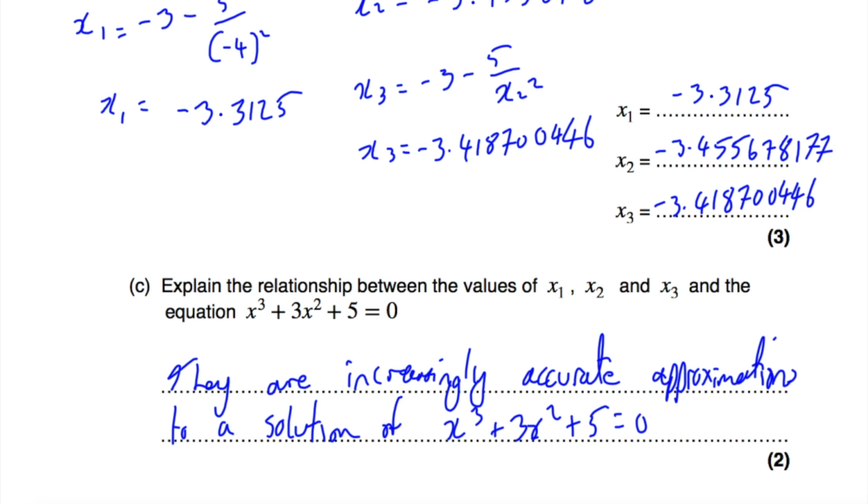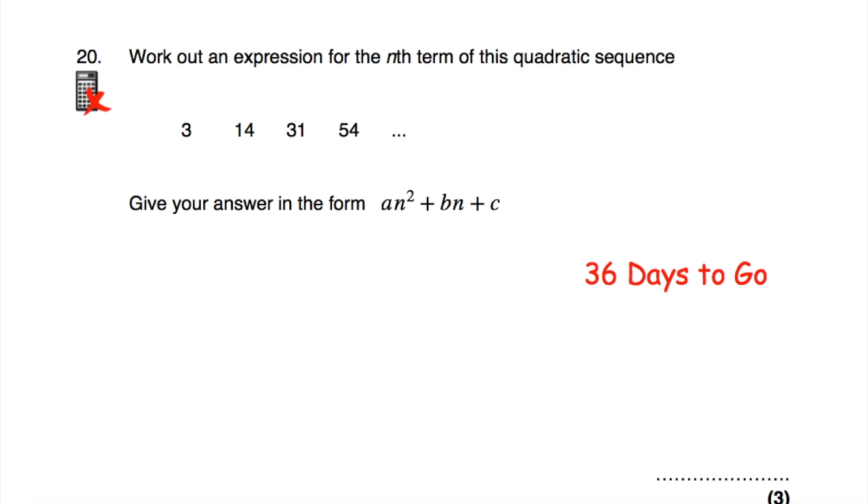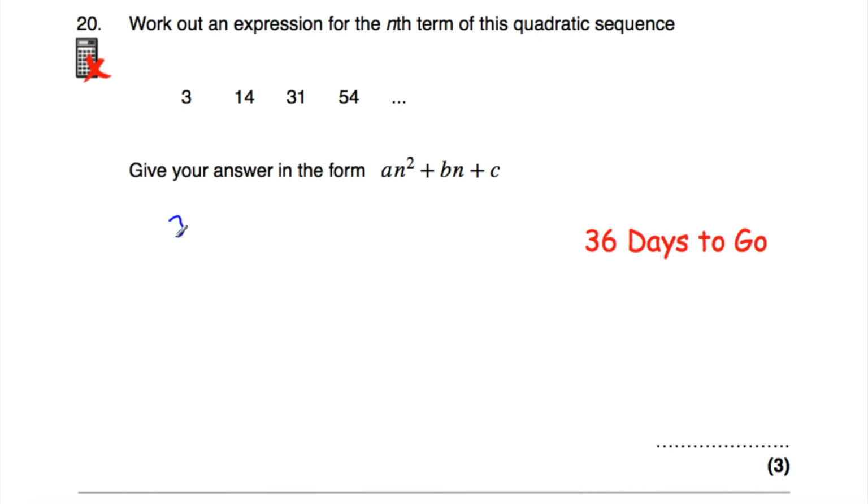Okay, let's look at our next question. Question number 20, it's a quadratic nth term, and we've been given a sequence 3, 14, 31 and 54. We've been asked to find the quadratic nth term of that sequence. So let's write down our first differences and our second differences.